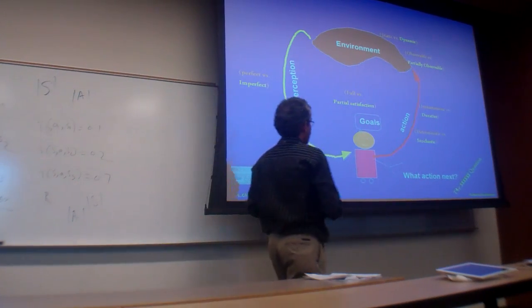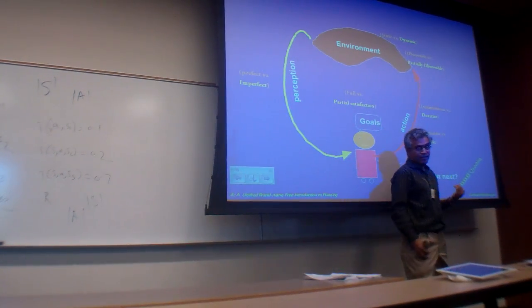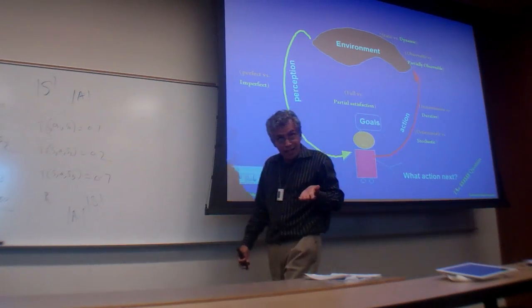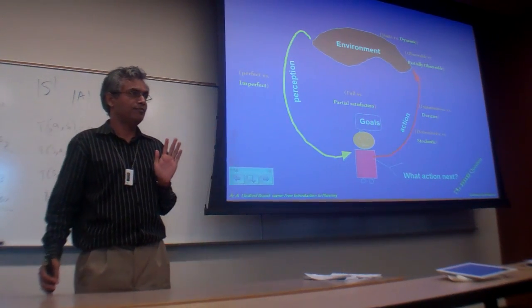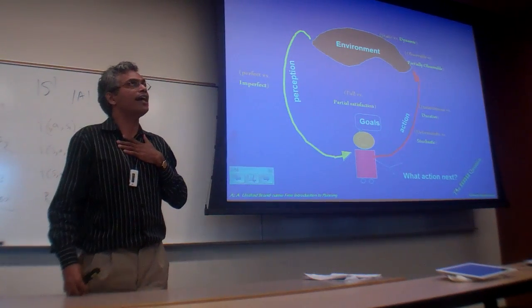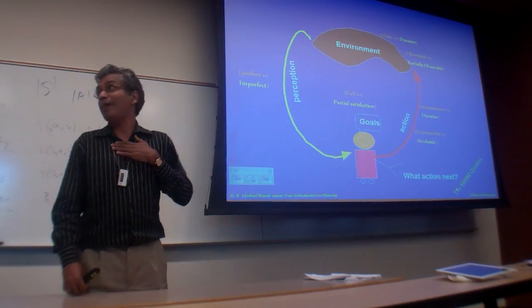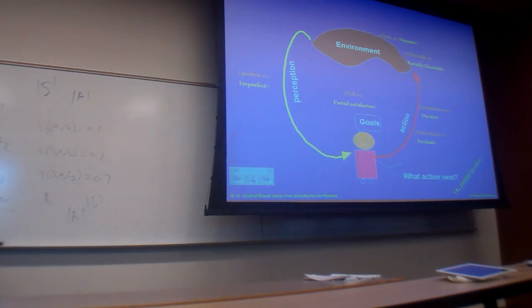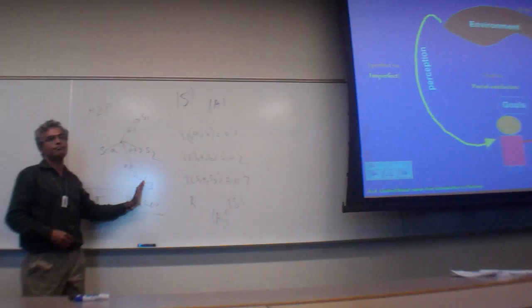Now, if your actions are deterministic, this search is hard, but not too hard. If they're stochastic, what happens is, I know I'm in S5, if I do action A1, I might be in S1 or S2 or S3.